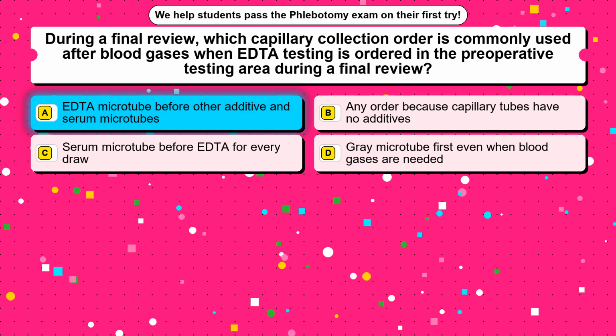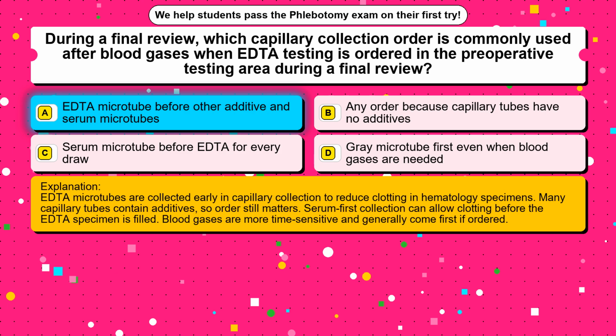The correct answer is option A, EDTA microtube before other additive and serum microtubes. EDTA microtubes are collected early in capillary collection to reduce clotting in hematology specimens. Many capillary tubes contain additives, so order still matters. Serum first collection can allow clotting before the EDTA specimen is filled. Blood gases are more time sensitive and generally come first if ordered.